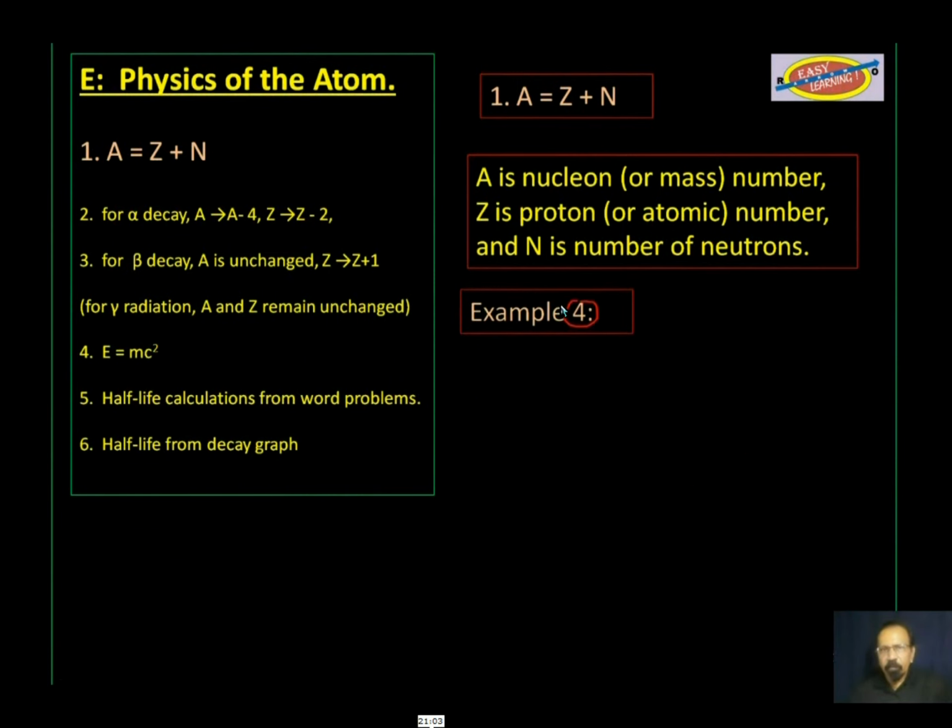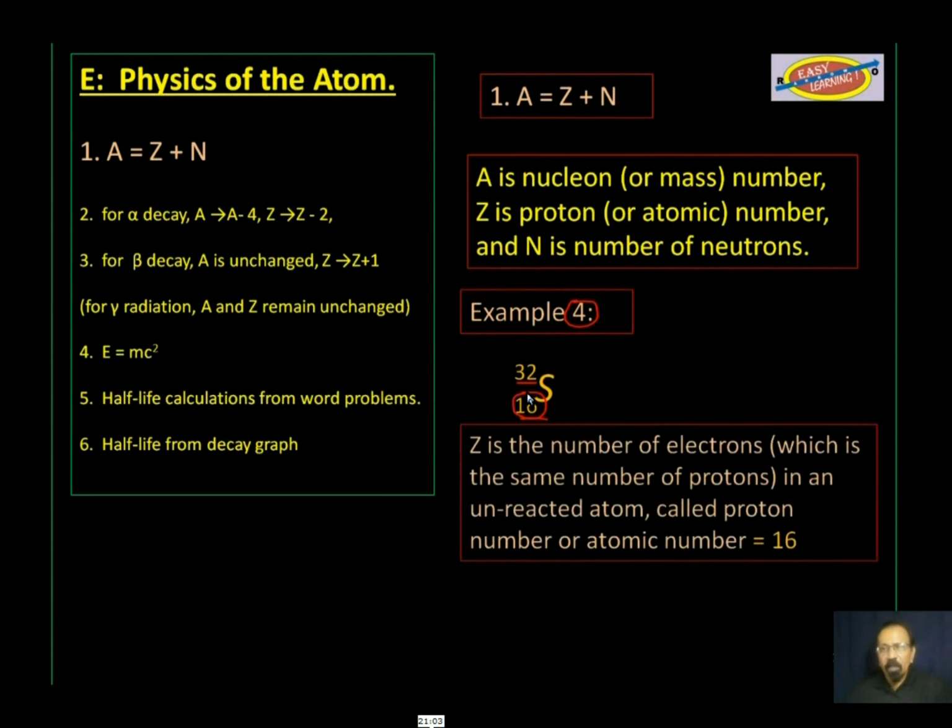Example 4, sulfur, 32 and 16. So now you know 16 is the proton number, which is also the number of electrons around the nucleus. Z is the number of electrons, which is the same number of protons in an unreacted atom, called the proton number or the atomic number, and it is 16.